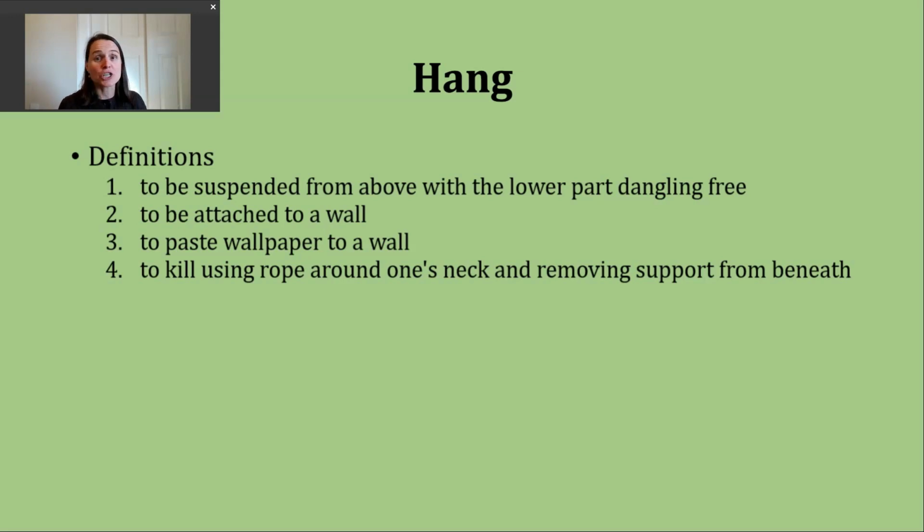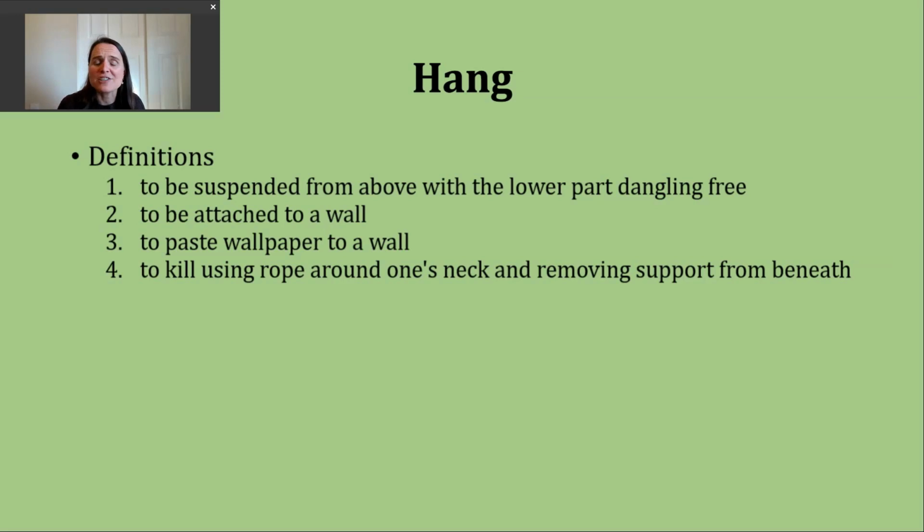A third way to use the verb hang is to mean to paste wallpaper to a wall. Might think of this like install. So this is maybe not so commonly used, but maybe if you're into home decorating or construction, you might hear people discuss this and use this verb. Hang wallpaper. You're attaching it to a wall.